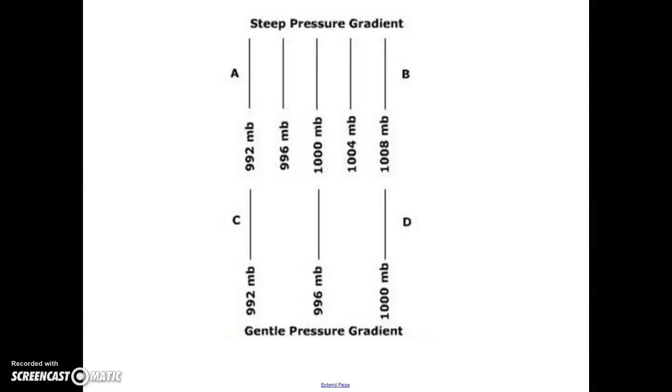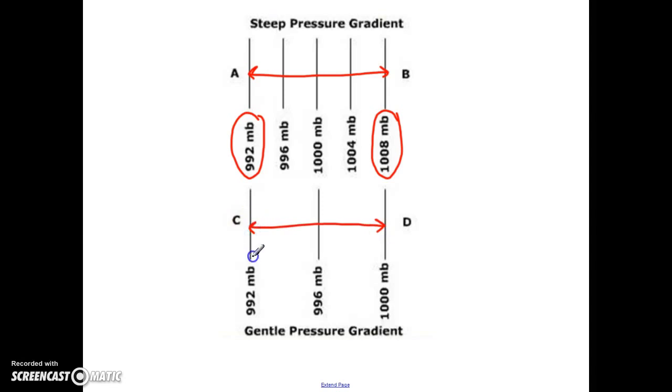So this was a question from a Regents exam a few years ago. The question asked, would the wind be blowing faster from A to B or between C and D? Okay, so we need to look at the gradient. We'll notice that point A has a pressure of 992 millibars and B is 1008 millibars, and they're spread apart over a certain distance. Point C and point D are spread the same distance.